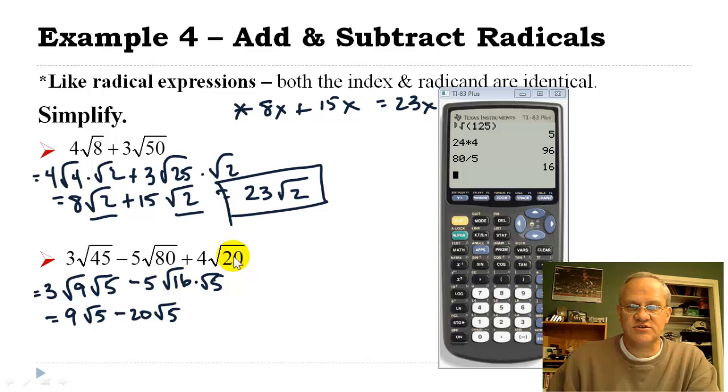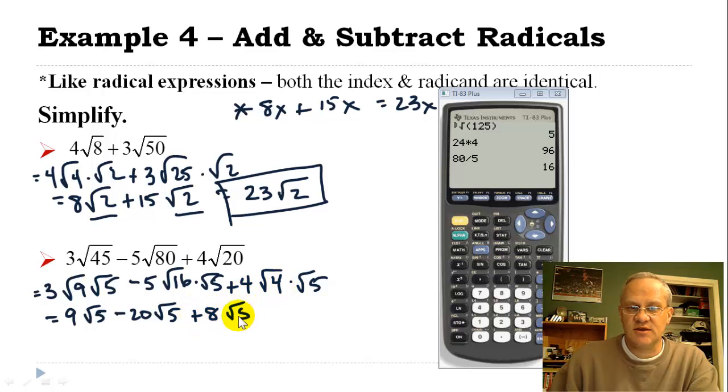And then what about this square root of 20? Well, we could break that down to, of course, you have this 4 out here already, but then the square root of 4 times the square root of 5. Square root of 4 is 2. 2 times 4 is 8. And square root of 5.